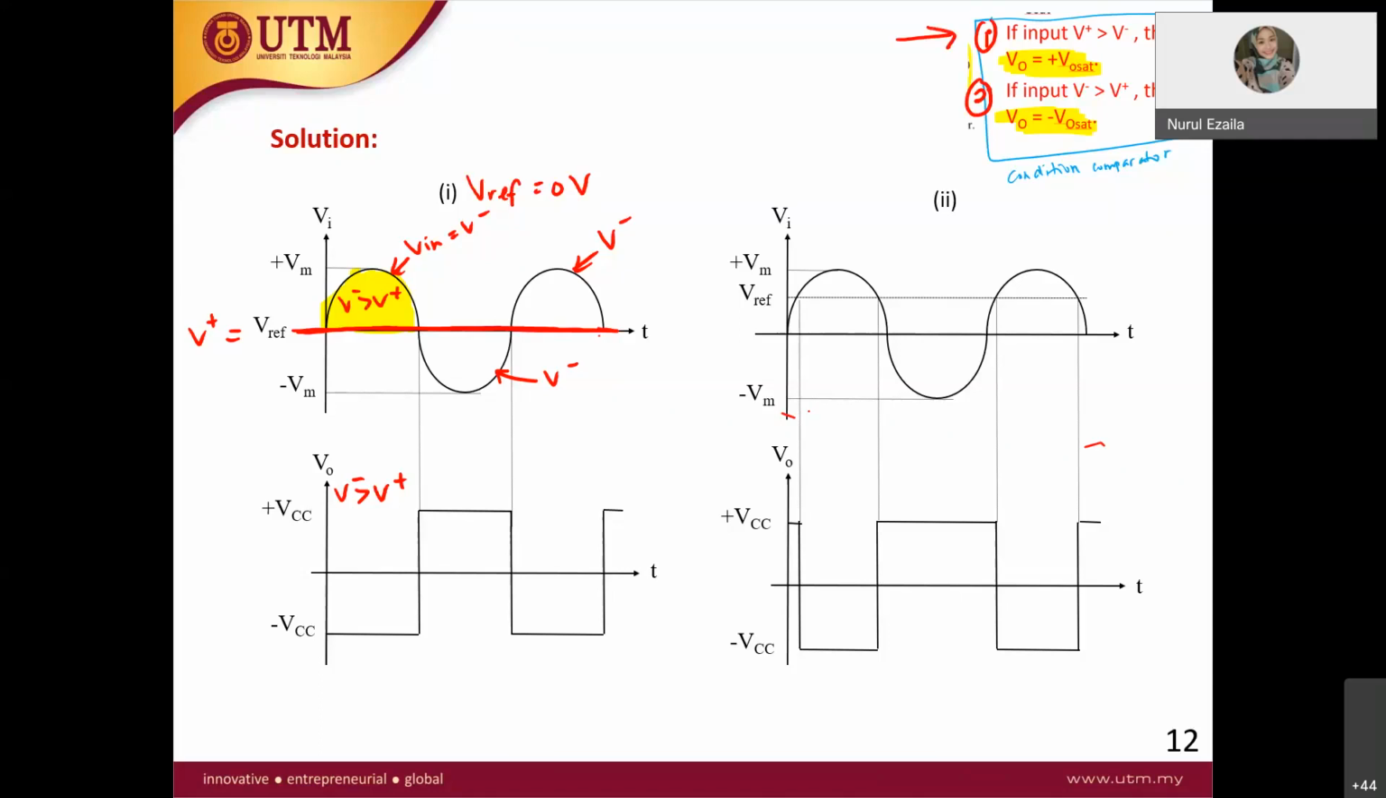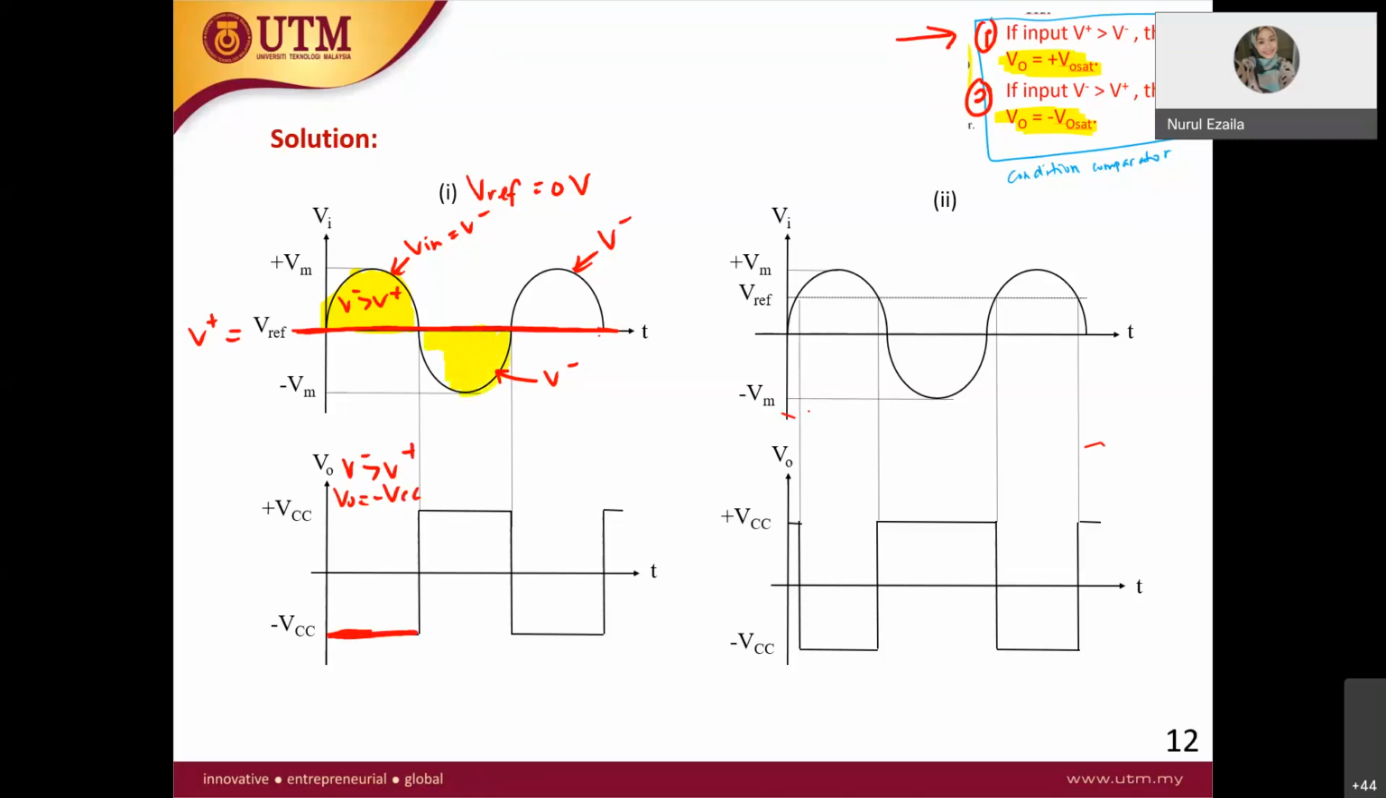V out equal to plus VCC. Okay, left and V plus. So V minus greater than the V plus, therefore V out equal to negative VCC here. Negative V out saturation, which is negative VCC. That's why the output here is negative VCC.